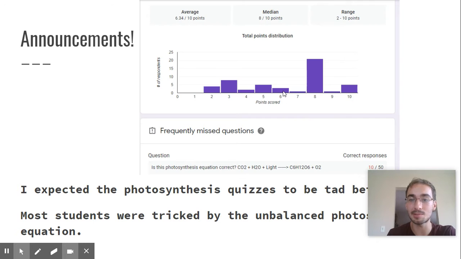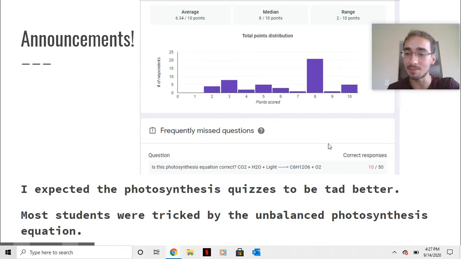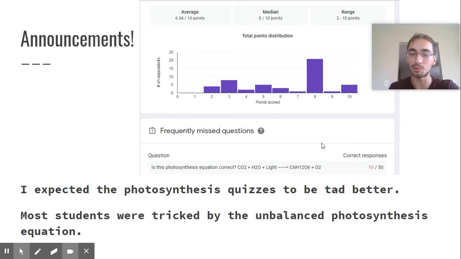Also, here are the results from the quiz on Friday. The average was a 6.34. So if you got above that, you're above average. I expected students to do a bit better. It seems that most people missed this question, which was not meant to be tricky. It asked, is this photosynthesis equation correct? And it had all the right components, like all the right reactants and products, but it was not balanced. So that's why it was wrong.